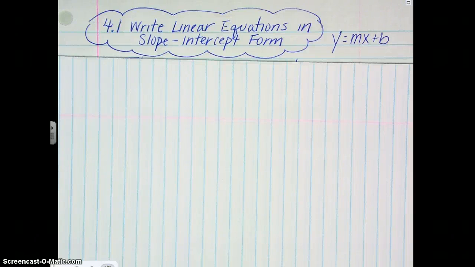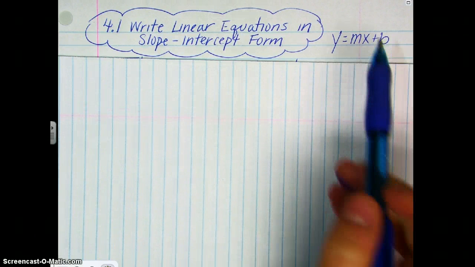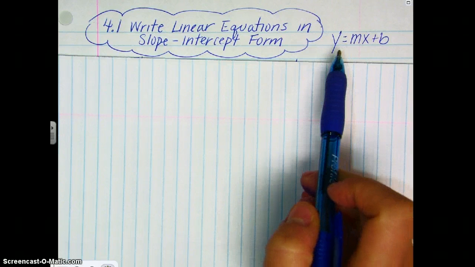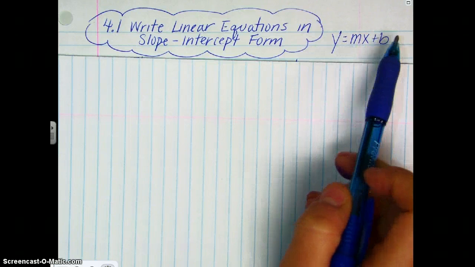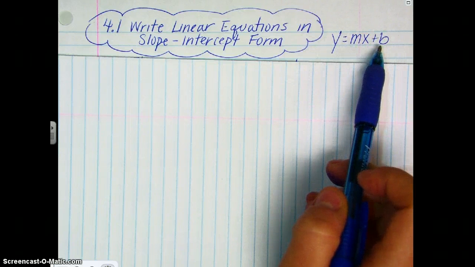Alright, so in Chapter 4, the focus is writing linear equations. In this first section, we're going to practice some basic writing linear equations in slope-intercept form. So remember, slope-intercept form is the form of an equation in which y equals mx plus b, where m is your slope and b is the y-intercept of the graph of the line.